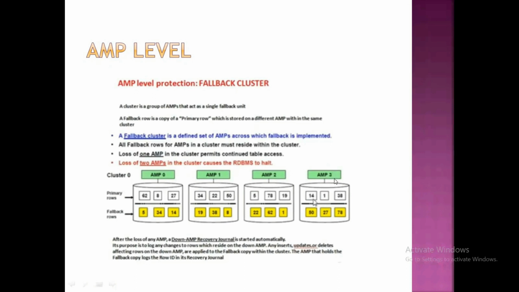If one AMP fails, then the data that has been stored in that AMP cannot be retrieved, right? We are not going to store the data in the AMP, but the structure will be maintained here. It will be accessed through this AMP only. The data we are fetching is through the AMP only. If one AMP fails, then it will be difficult to retrieve the data.